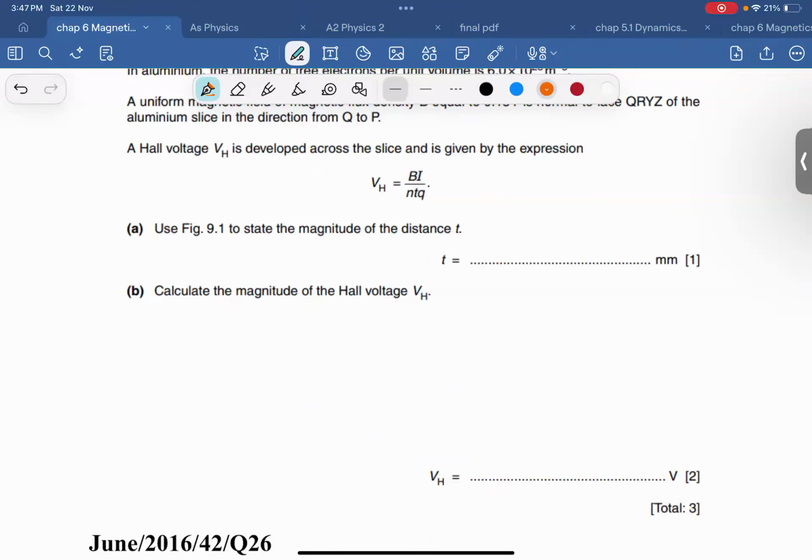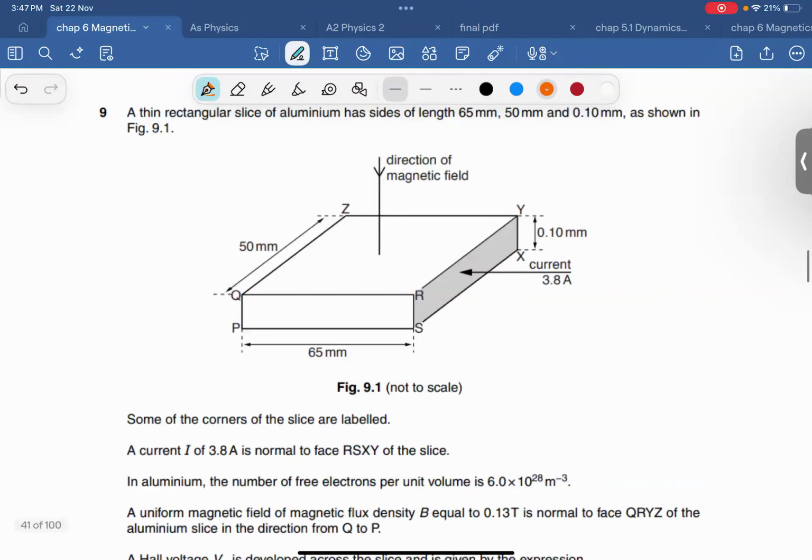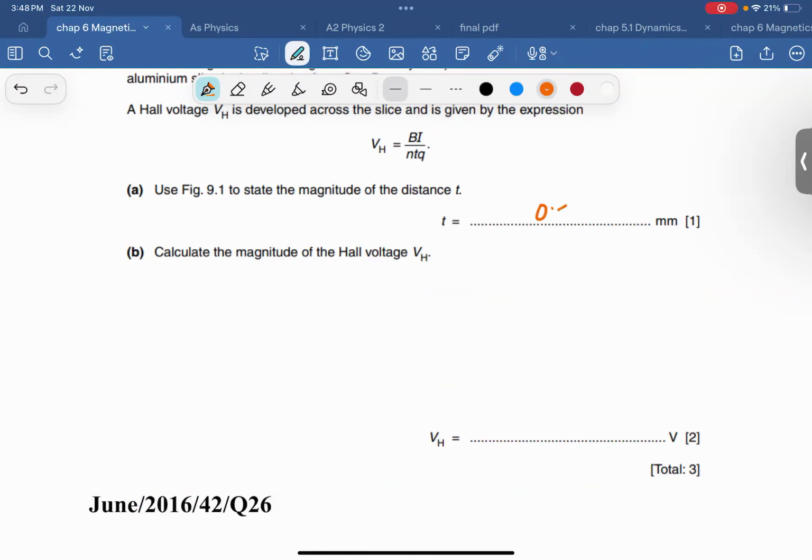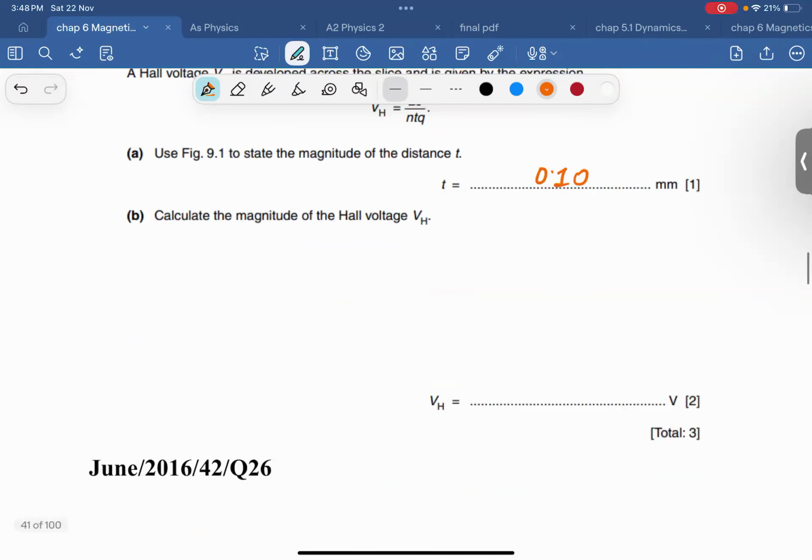Use figure 9.1 to state the magnitude of the thickness. So basically, it is supposed to be the thickness, right? Can you tell me the thickness, please? 0.1 millimeter. Very good. Okay, fine. Please move on.